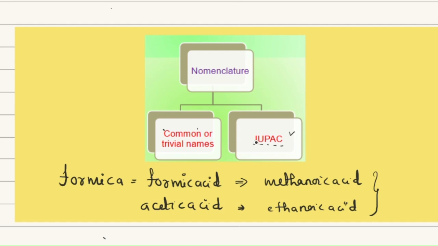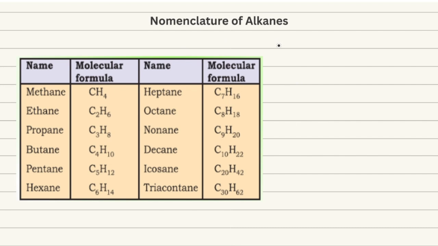From the exam point of view, it's better to know the common names as well as IUPAC names for the molecules. Let's start by naming the alkane molecules. Nomenclature of alkanes. Alkanes are the molecules with the general formula CnH2n+2. What does that mean? When n is equal to the number of carbons, if n is 1, then the molecular formula is C1H(2+2), which is 4, that means CH4.